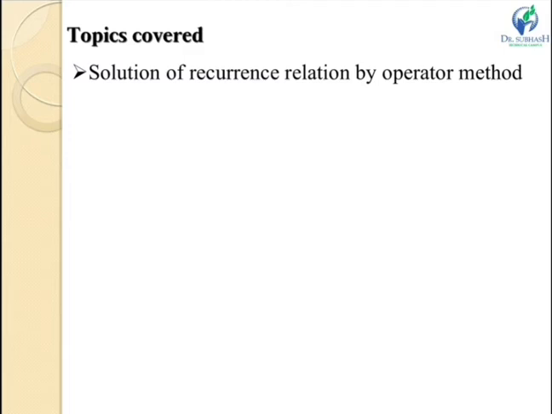See, in our previous lectures, we have learned what is relation, what is recurrence relation, how to find the solution of the given relation if f(n) equal to 0, that is homogeneous solution. We have also learned how to find the solution for the equation if f(n) not equal to 0 using undetermined coefficients. Now today here we will learn how to find the solution of recurrence relation by operator method.